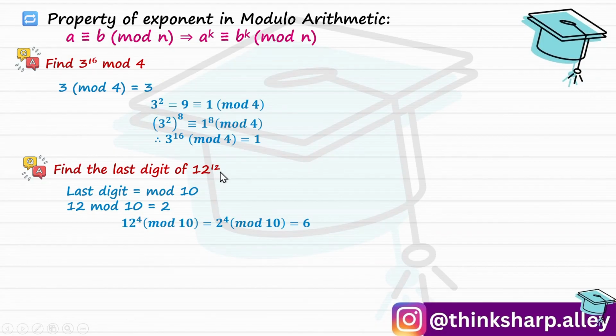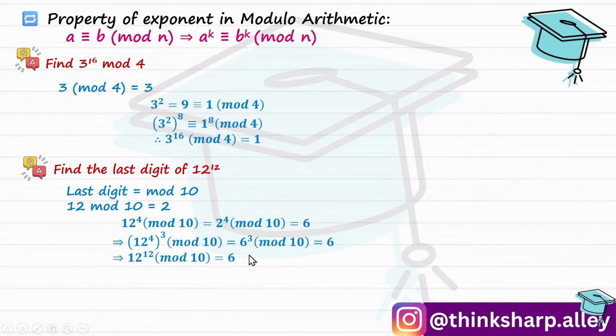Now I need 12 to the power 12. So obviously both sides need to be raised to the power 3. So 12 to the power 4 to the power 3 gives me 6 to the power 3. Now 6 to the power 3 is 216, which upon division by 10 gives me remainder 6. So 12 to the power 12 when divided by 10 will give me 6 as the remainder, which means the last digit of 12 to the power 12 is 6.